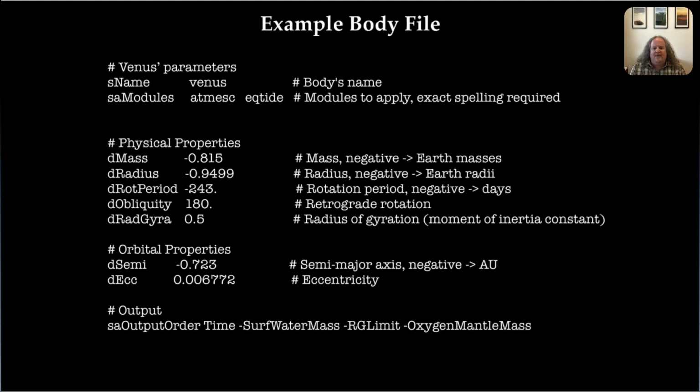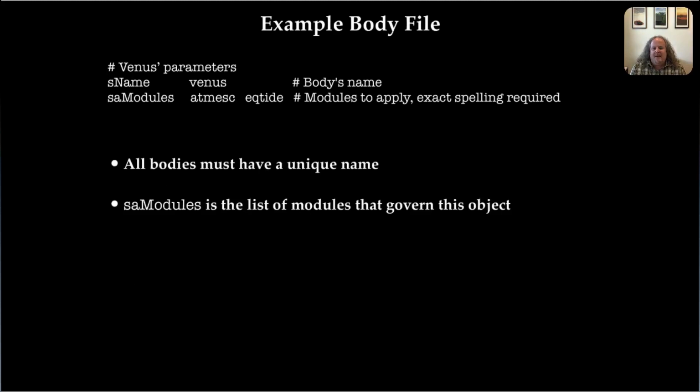Okay, let's move on now to an example body file. In this case, we'll look at Venus's input file. Each body must have a unique name, which is set by the sName option. And then, of course, you also need to have a list of all the modules that VPLanet should apply to this body. This is the key feature of VPLanet, so you need to include this line in order to actually perform a simulation.